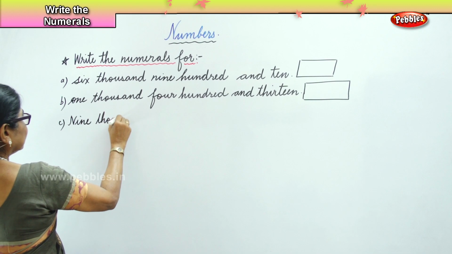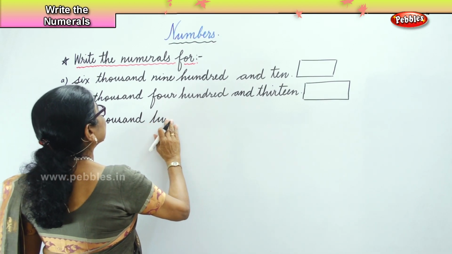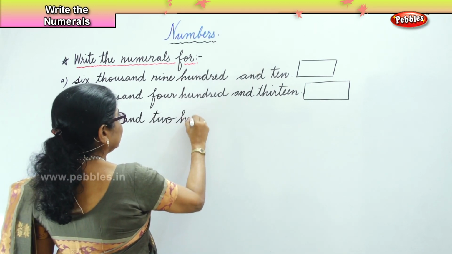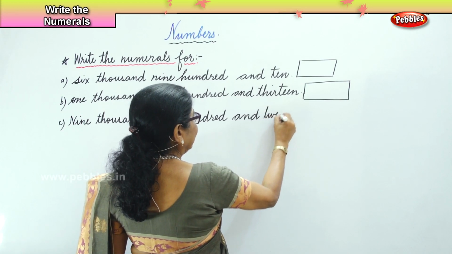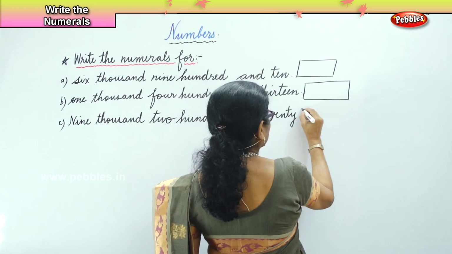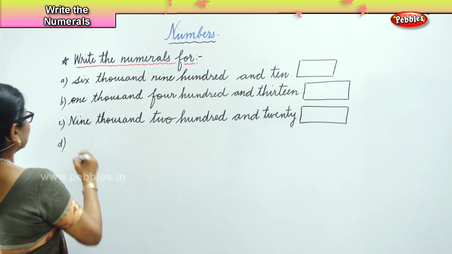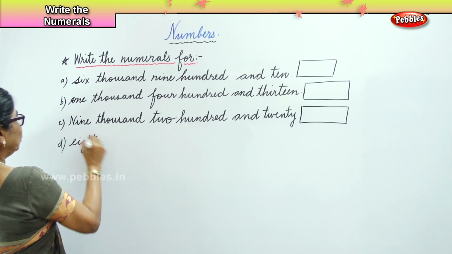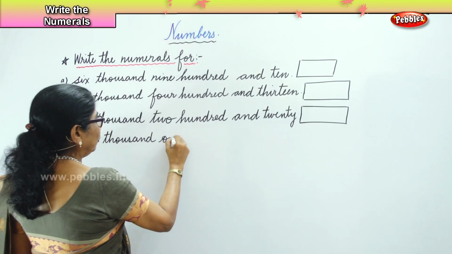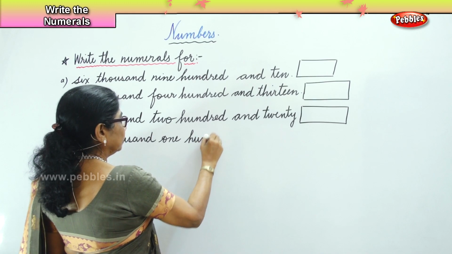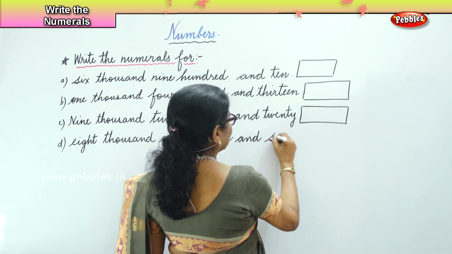9,200 and 20. Here. Next, 8,000 100 and 60.